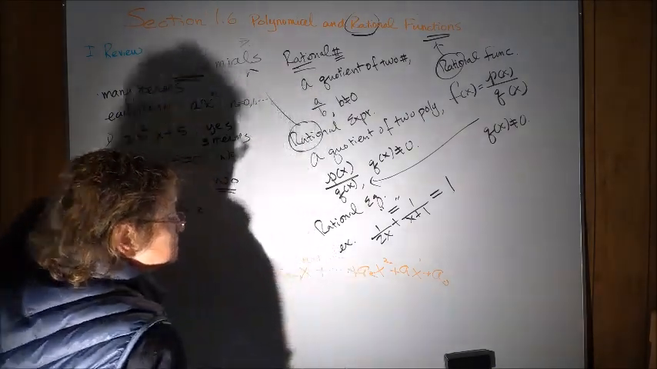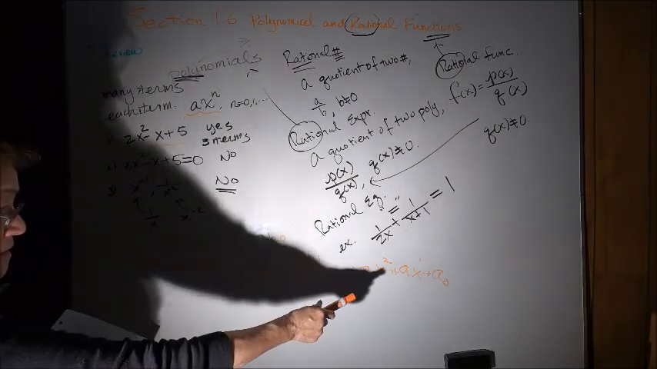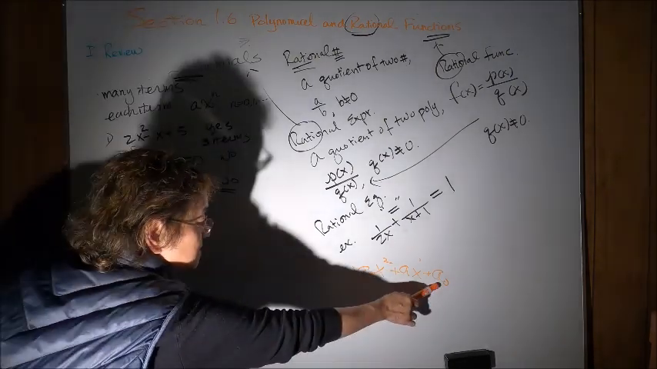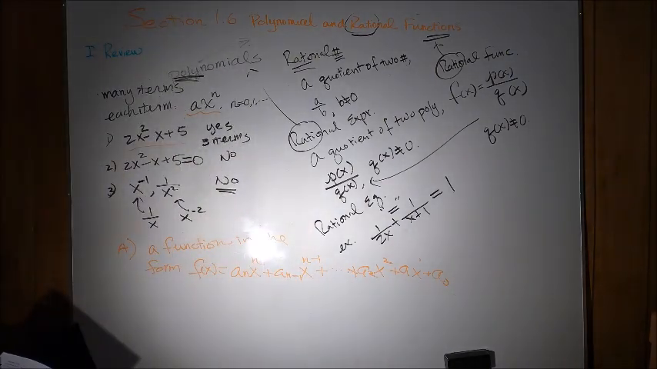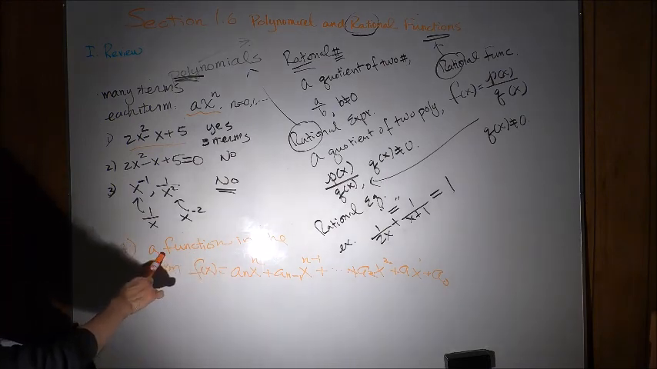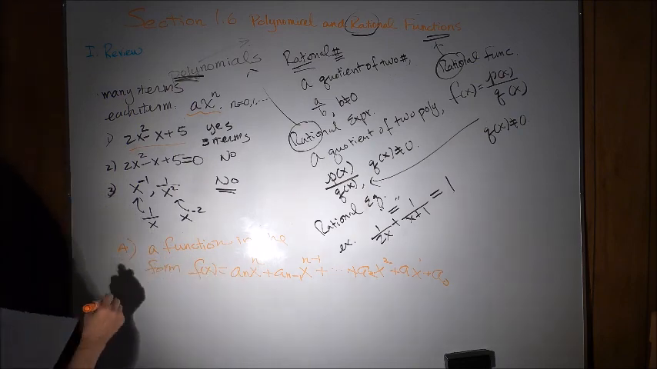It's a constant. So you have nth term, actually 1 to n, then plus constant. So n plus 1 terms for this function. We call it a polynomial.